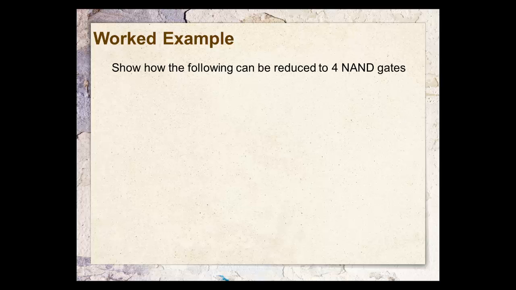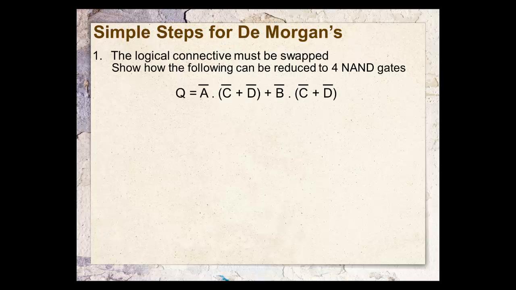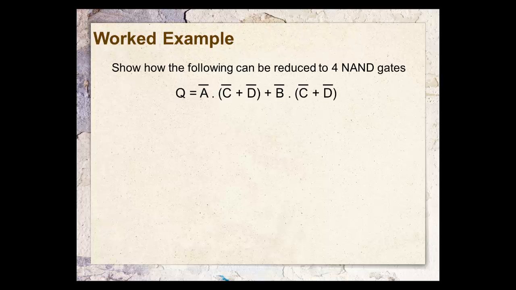This was actually an exam question, and it's a little bit more than this. It actually said, show how the following can be reduced to 4 NAND gates using one of the NAND gates as a NOT. But that's enough to tell us the kind of thing we're looking at. This is a standard exam question.